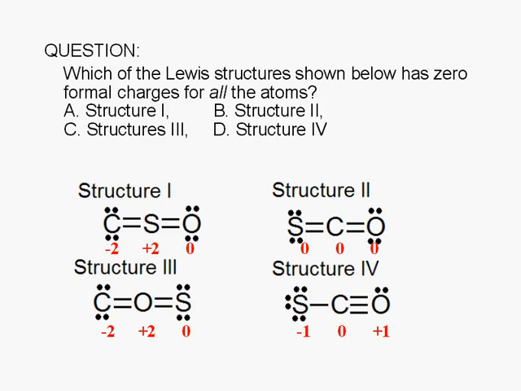If we did the same for the other structures, we find the following formal charges. For structure 2, the formal charges are all 0. For structure 3, the formal charges are -2, +2, and 0. And for structure 4, the formal charges are -1, 0, and +1. The correct answer is structure 2.